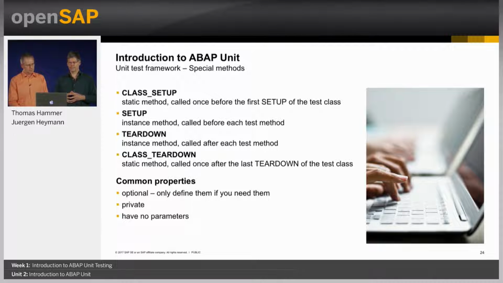But they're actually not real methods in the sense that you have to implement them. They're optional. You only define them if you need them. If you say method setup, then you can implement it or provide an implementation. Otherwise, the framework is not complaining. And also they're private, and they have no parameters, just like the test methods, because they're called by the ABAP unit runner, right?